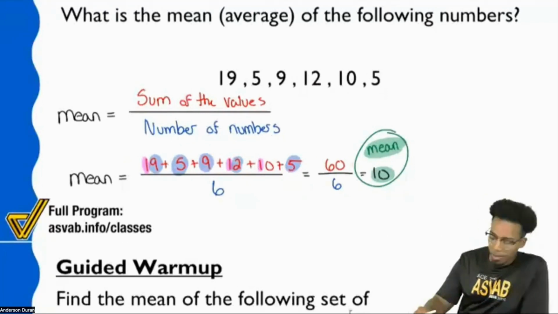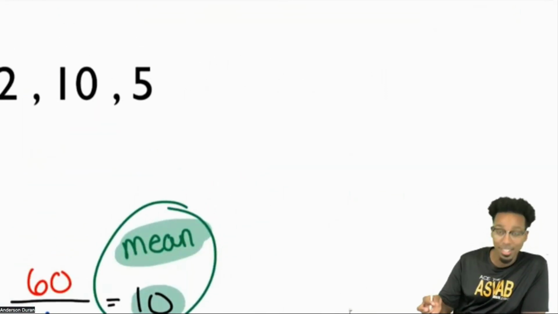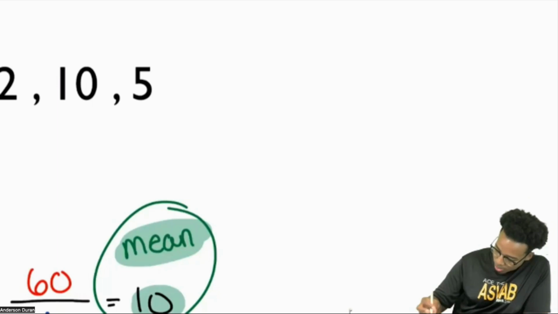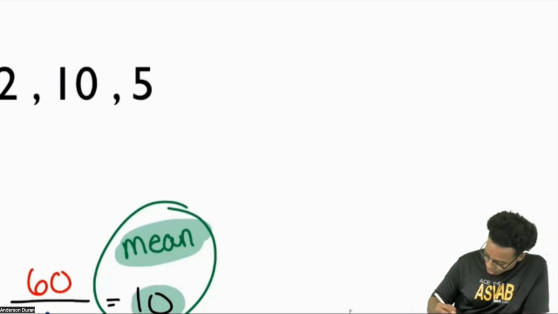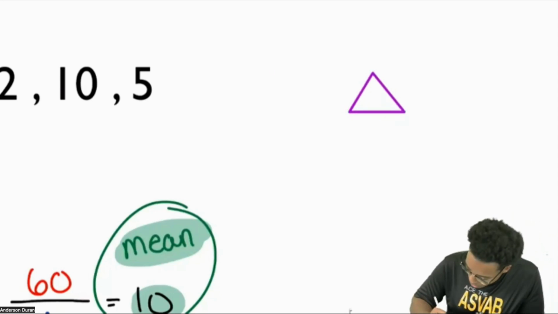So allow me to do this, everybody. I'm going to draw the mean, which is 10, right over here. But before I do that, I'm going to take which color here? Purple. And I'm going to just draw a triangle here. And from there, I'm going to draw a line.